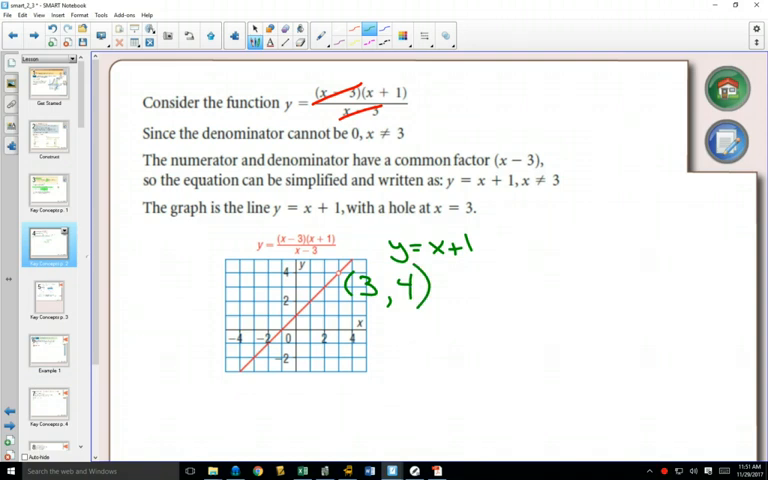So you can find the coordinates of your hole if you plug in your non-permissible value into the simplified version of your equation. It's still a non-permissible value, because the original equation would cause you to divide by 0, but after simplifying it, it became just a straight line, and so you can label that non-permissible value with a hole.